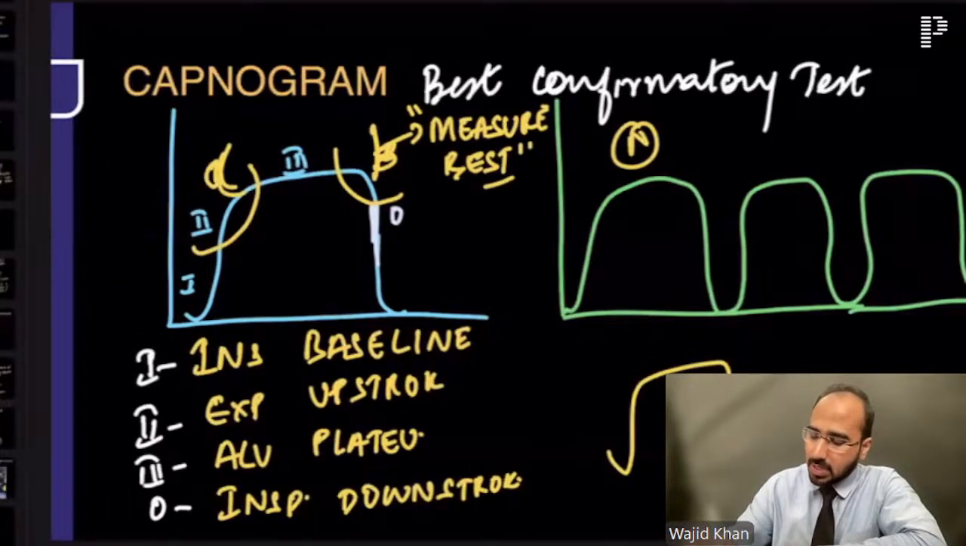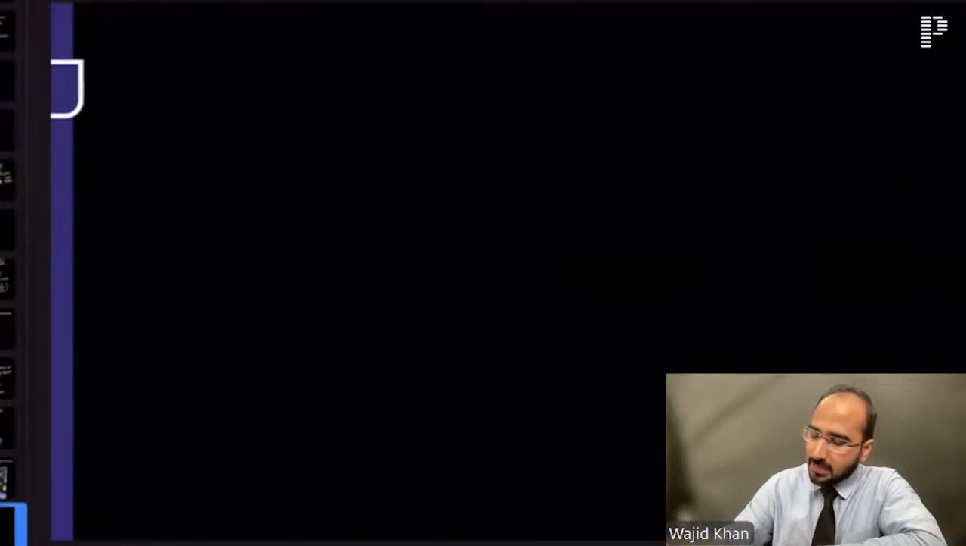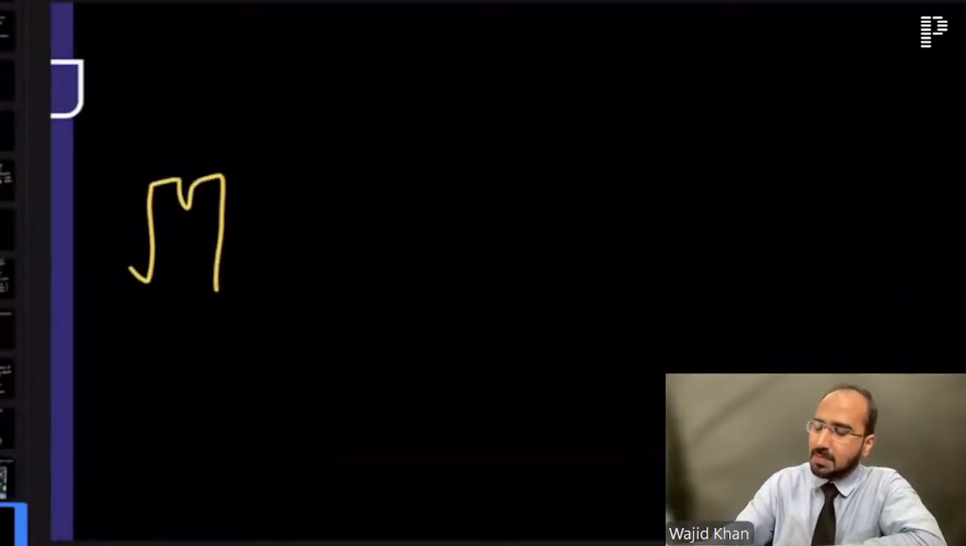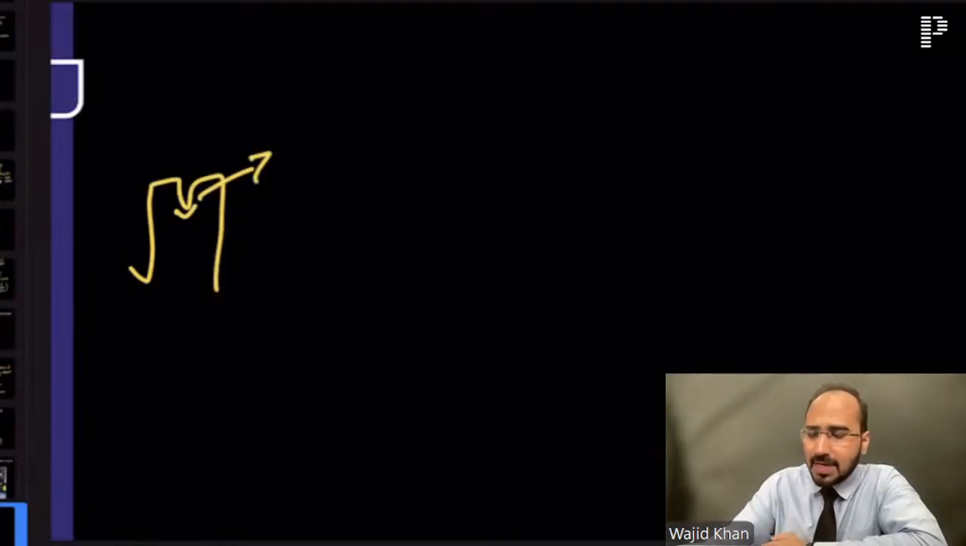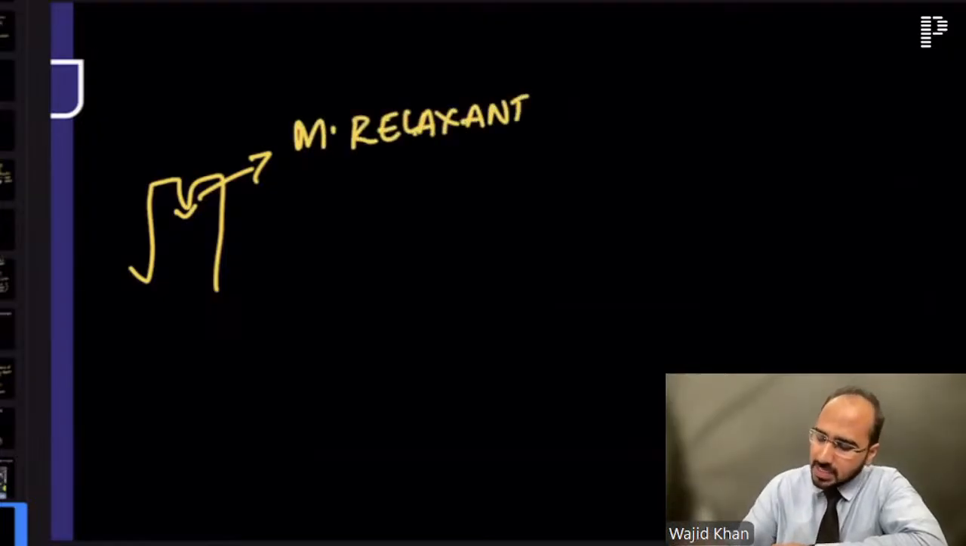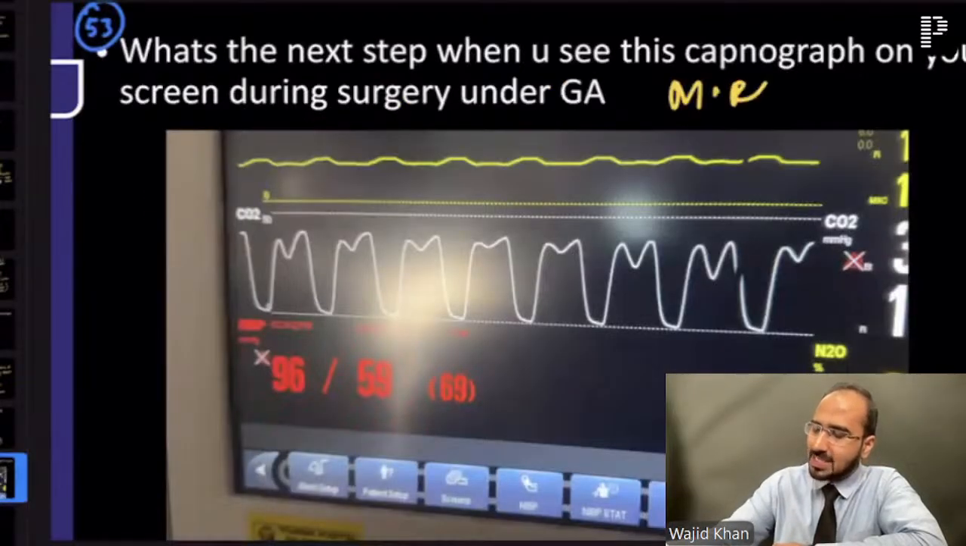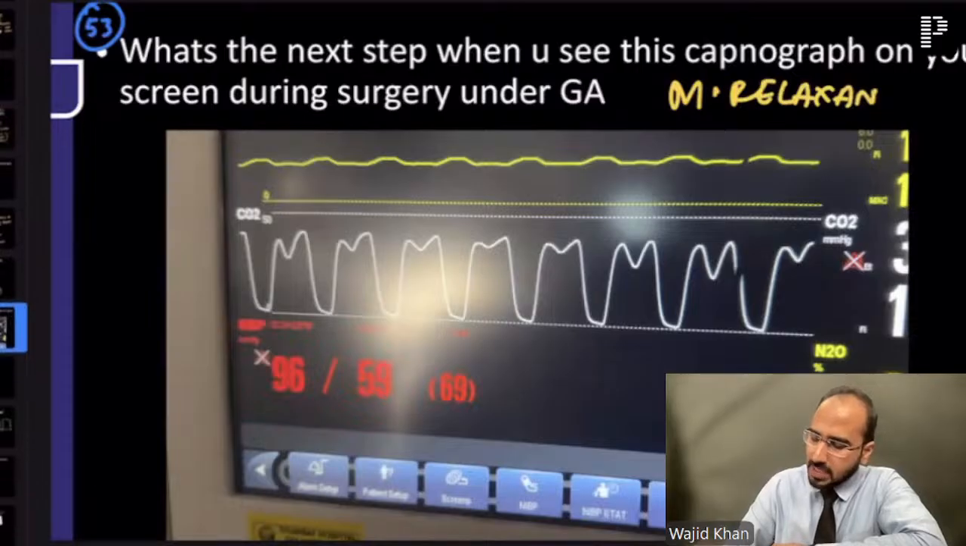But in this case, you have seen there is a notch developing. If you see a notch developing, that means the patient's spontaneous respiration has once again begun. That is, the patient was undergoing surgery, and now he is breathing spontaneously. What is the next step? You need to deepen the plane of anesthesia, that is, you need to give muscle relaxant. So the answer is that a top-up dose of muscle relaxant has to be given. That's regarding the capnograph.